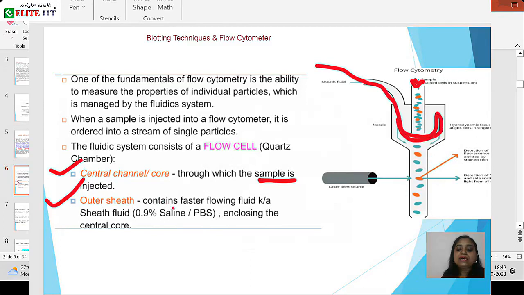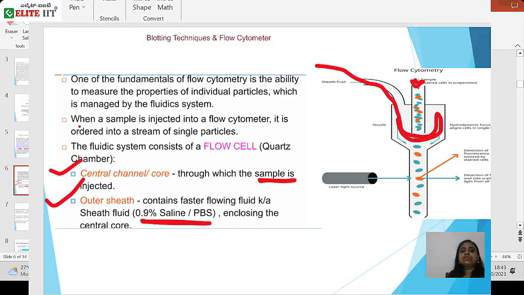The outer sheath contains faster flowing fluid, mainly phosphate buffer saline. So in the outer sheath, phosphate buffer saline is given, and in the middle, the core, the central channel, what is present? The sample is present, in a liquid medium. Now such a system is created that all the cells will run one by one. Only single particles will come out of the machine.